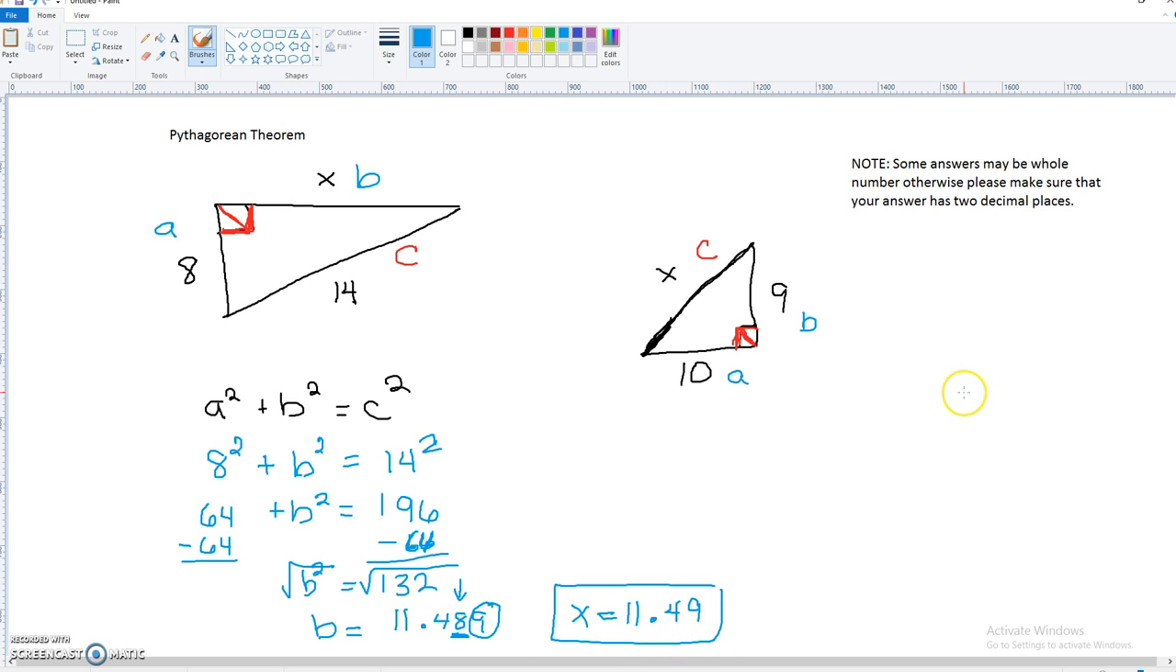So it's very important that you pay attention to the whole rounding thing. Because if you put 11.48, Alex will mark you wrong. Okay, the other type of problem that you'll see is that they'll supply both legs, but they won't tell you what the hypotenuse, or C, is. And so, again, you're still using the same formula, and you're going to substitute that information in. We decided 10 was A, so it's going to be 10 squared plus 9 squared equals C squared.